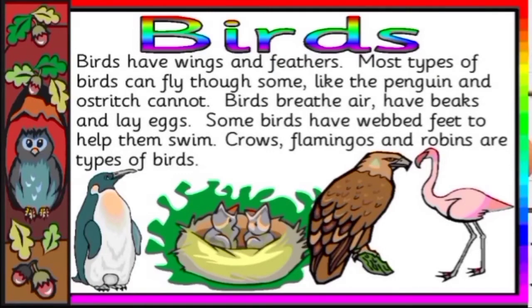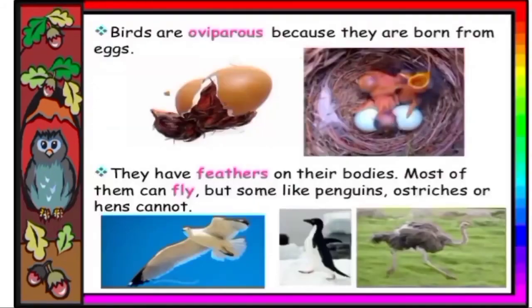All birds reproduce by laying eggs. Most birds build nests on trees to lay their eggs and to raise their young ones. The characteristic of a bird is feather. No other animal has feather. Other important features for birds are wings and hollow bones.